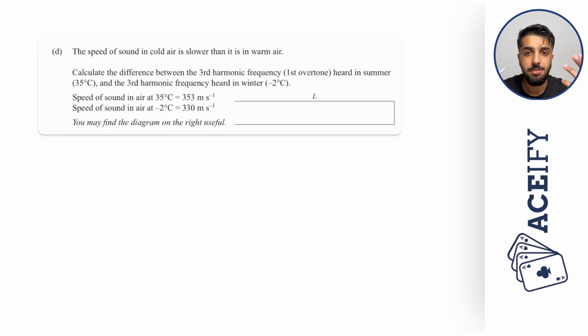The speed of sound in cold air is slower than in warm air. Calculate the difference between the third harmonic, which is the first overtone heard in summer, versus the third harmonic in winter. And the speed of sound in air in summer is 353 meters per second, and the speed of sound in air at winter is 330 meters per second.